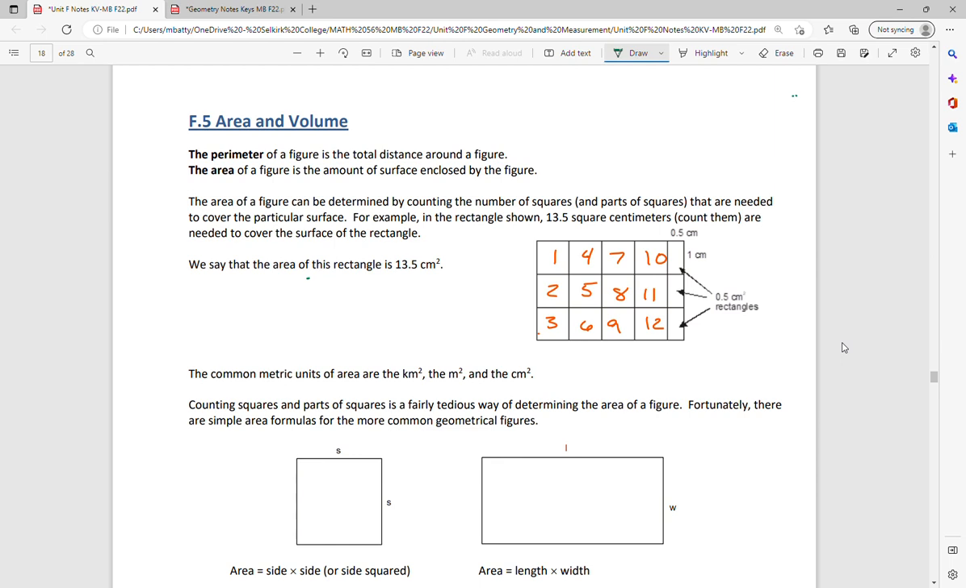This section of our geometry unit is probably something you've done before. So geometry, we're going to talk about perimeter a little bit, but mostly about area and volume of different shapes. So the perimeter is really the distance around a shape.